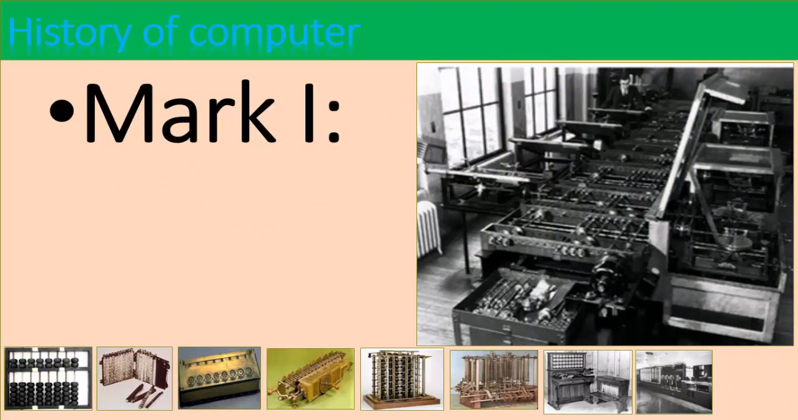Okay, students, the last one is the Mark 1. Also, students, the Mark 1 is called the first computer in the world. The next major change in the history of computer began in 1937 when Howard Aiken planned to develop a machine that could perform calculations involving large numbers. In 1944, the Mark I computer was built as a partnership between IBM and Howard Aiken. It was the first programmable digital computer.